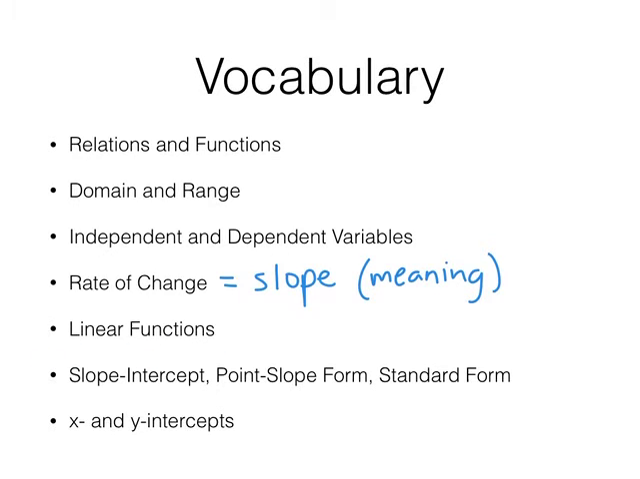You have to know what makes a function linear. You have to know slope-intercept form, point-slope form, and standard form of a linear equation. And you need to be able to find x and y-intercepts. So this is just vocabulary. This is not all of the skills that are on the test, but this is just the vocab that goes along with this test.